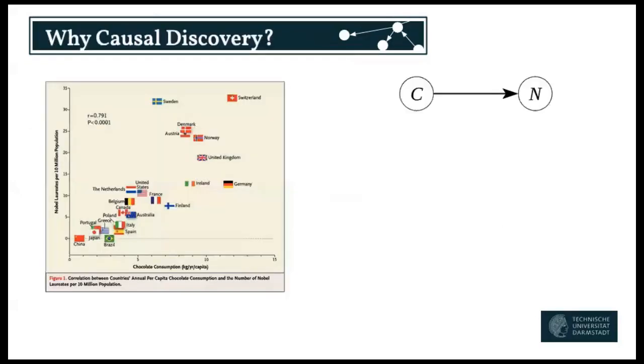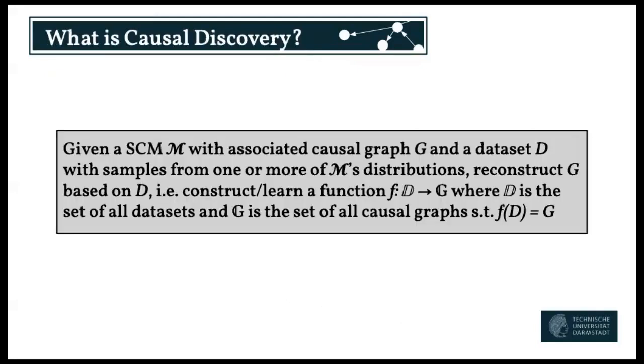Okay, we've seen all this. What is causal discovery then? A very general definition reads as follows. So if we have an SCM with an associated causal graph, and we obtain some data from this SCM, then we aim to reconstruct this graph G, and we can say we have some kind of function that maps these data sets to its corresponding causal graph.